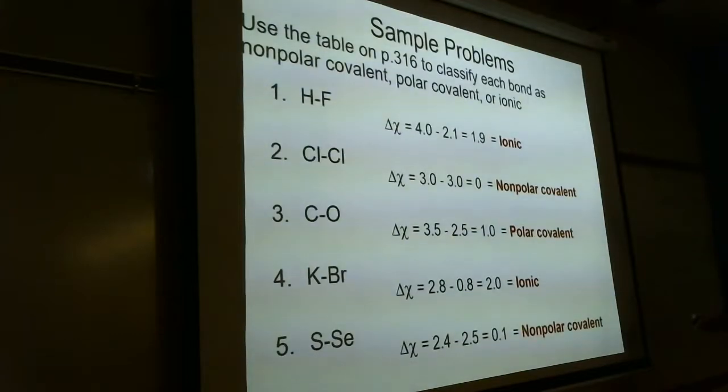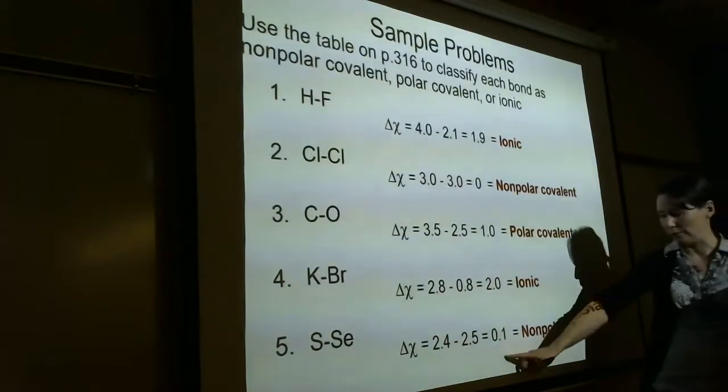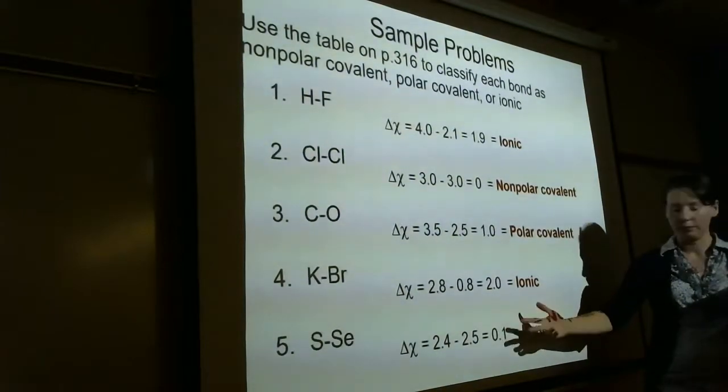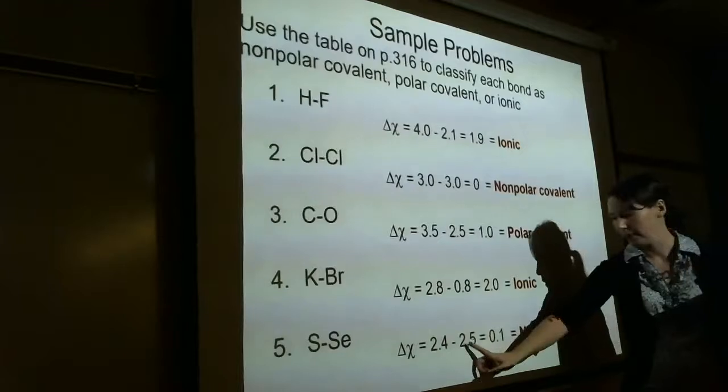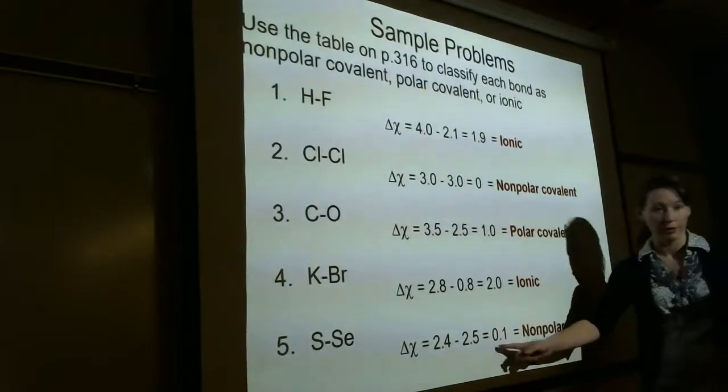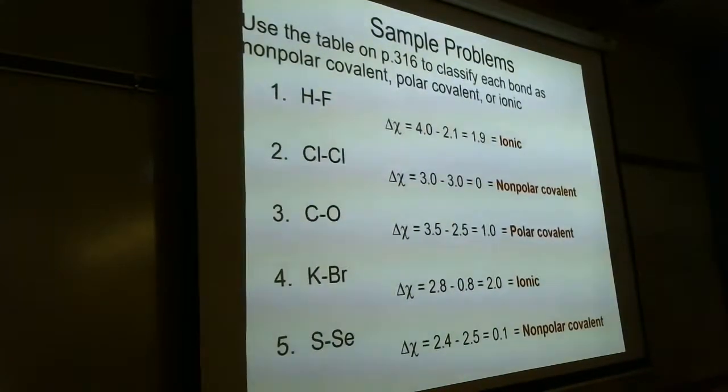Covalent and nonpolar. The electronegativity difference there is 0.1. If you ever come up with a negative number, just take the absolute value, because the sign here doesn't matter. If you just switch the order, that makes it go away. So just take the absolute value if you ever get a negative number.